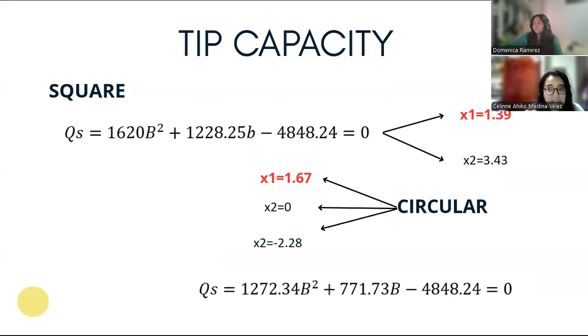In this case, we add the shaft and the tip capacities. We obtain a second-degree equation, so we decided to solve it. In the square, we had two options, the positive and the negative, and it's logical that we use the positive. So with the square, we have 1.39 meters, and in the circular, we have the same situation, it's logical to use the positive, not the negative. In this case, the circular is 1.67 meters.